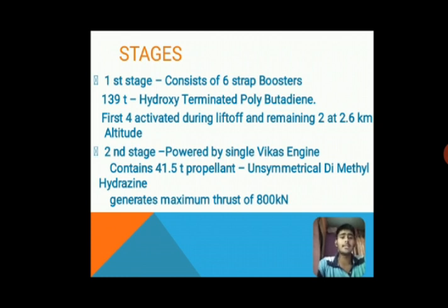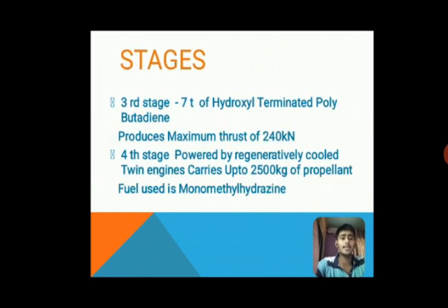The second stage is powered by a single Vikas engine, contains 41.5 T of propellant, unsymmetrical dimethyl hydrazine, and generates a maximum thrust of 800 kilonewtons. This completes the second stage, and the third stage is ignited. In the third stage, 7 T of hydroxyl terminated polybutadiene produces a maximum thrust of 240 kilonewtons. The fourth stage is powered by a regeneratively cooled twin engine, and carries up to 2500 kg of propellant, with monomethyl hydrazine used as fuel.